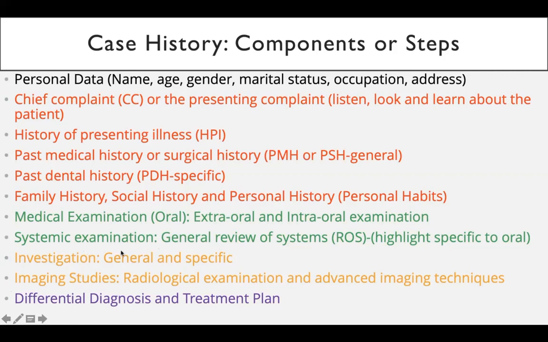We made a list of diagnoses known as differential diagnosis, and on the basis of investigation and imaging studies, we ruled out the provisional diagnosis and made a treatment plan suitable for the patient.